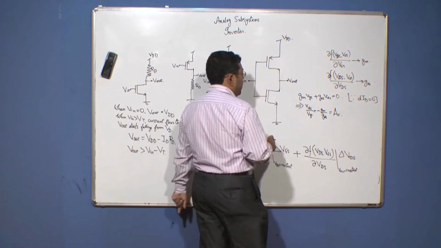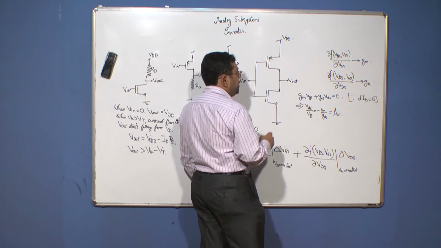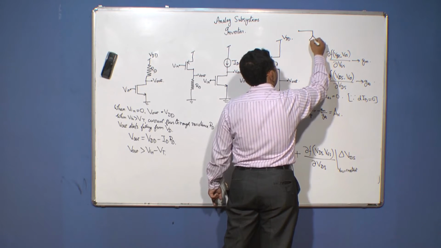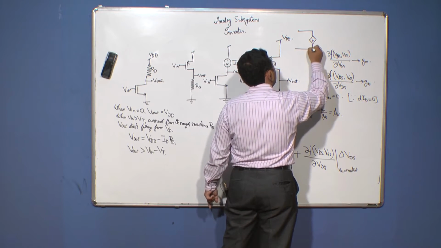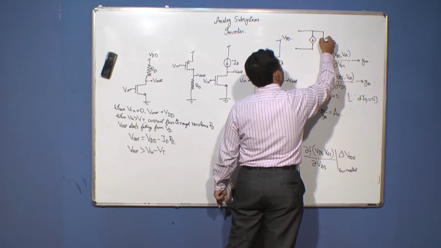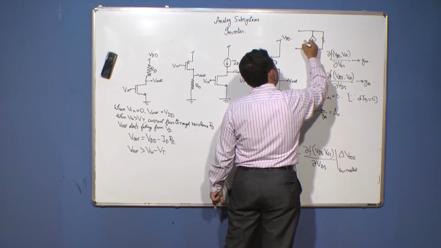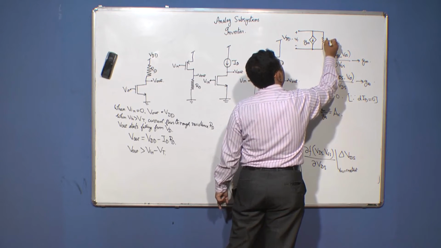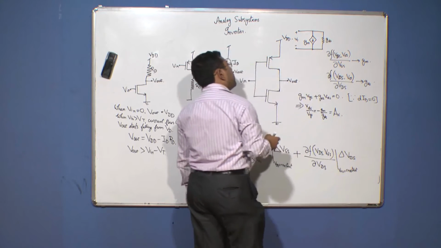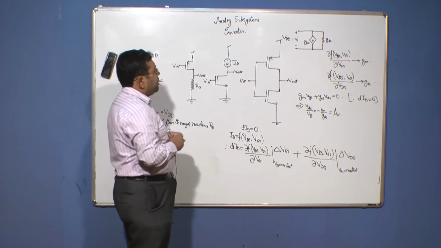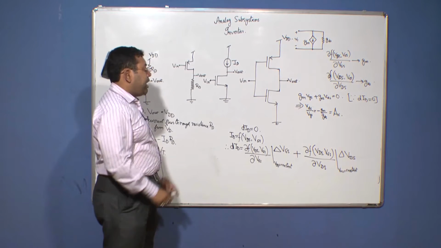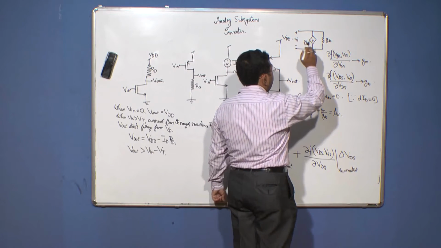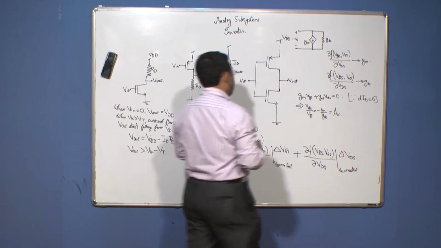It is dependent both on the GM and GDS, and therefore we can draw the small signal model like this, for the current source load inverting amplifier. So this is called the transconductance of the MOS transistor, and this is called the output resistance of the MOS transistor.